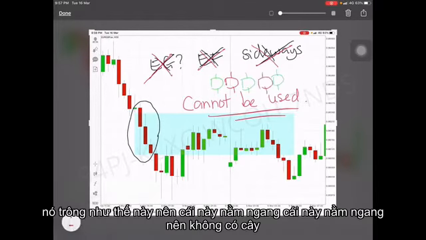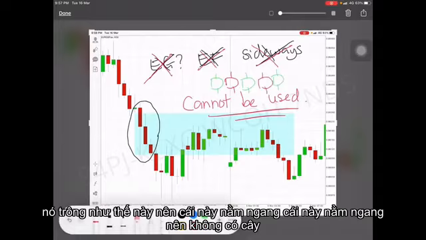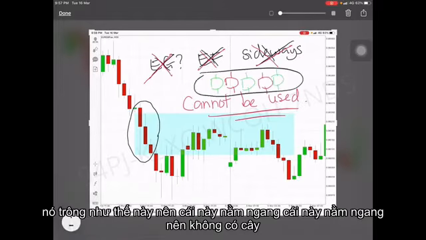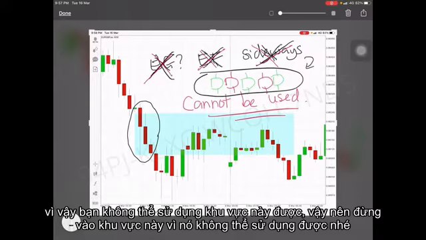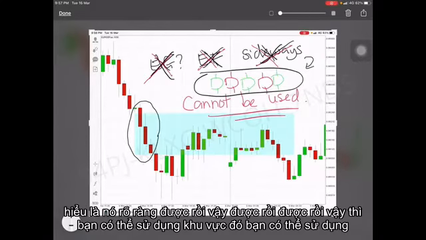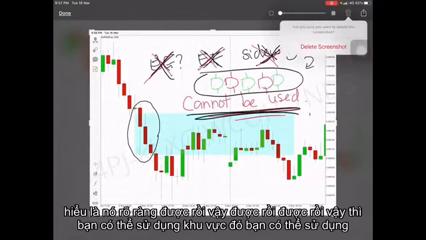Okay, so this is sideways. This is sideways. Okay, so there is no tree, so you cannot use this zone. Don't enter at this zone because it cannot be used. Okay, you understand? Yes. Is it clear? Okay, yes.